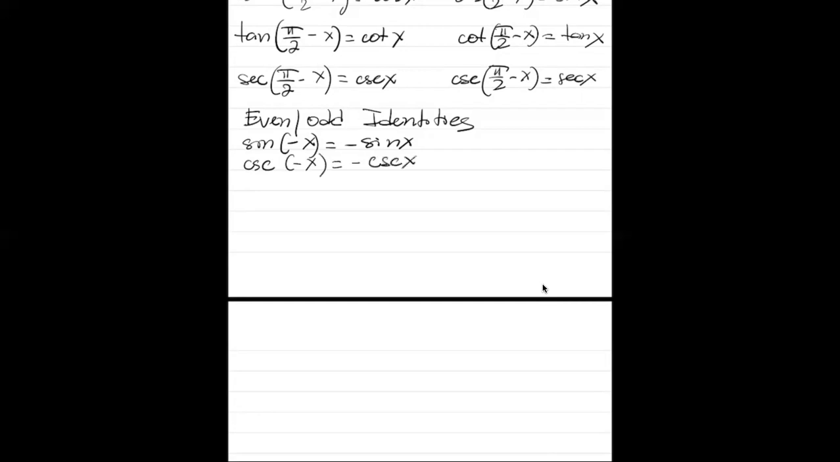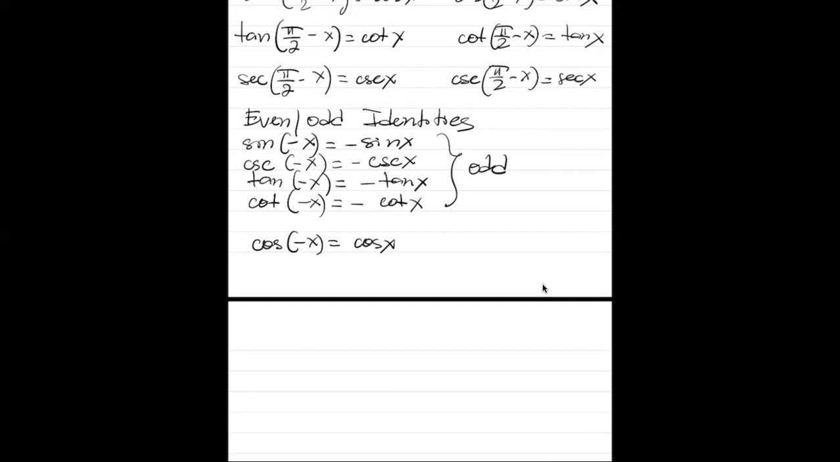Even and odd identities. We know sine is an odd function, and therefore cosecant, because cosecant is 1 over sine, is also an odd function. Tangent is odd, and therefore cotangent, which is the reciprocal of tangent, is also odd. So these are odd, and what's left is the cosine, which is even, and what's the reciprocal of cosine? Secant, so secant is also even. So 2 even and 4 odd.